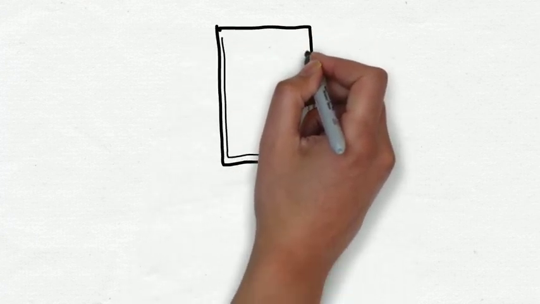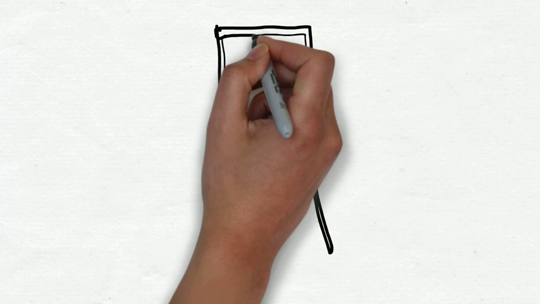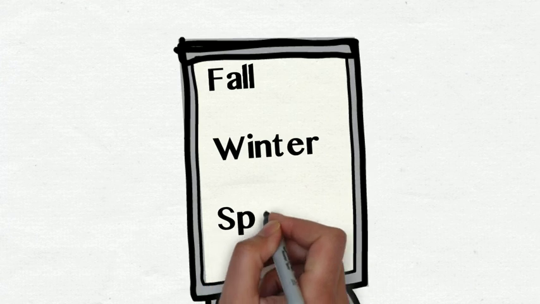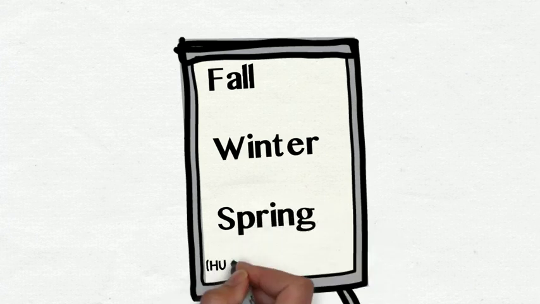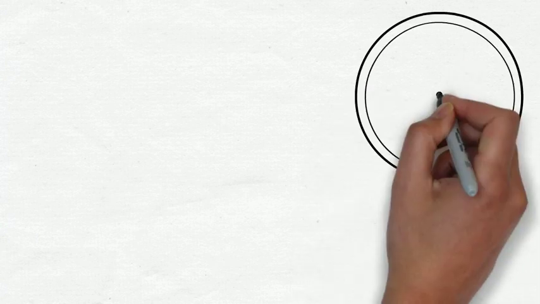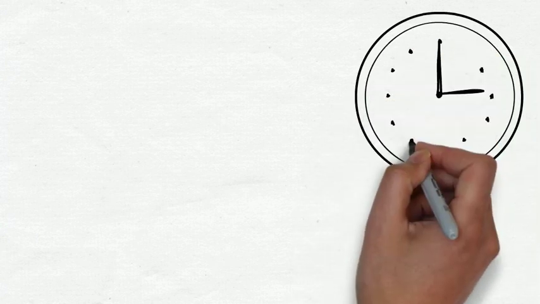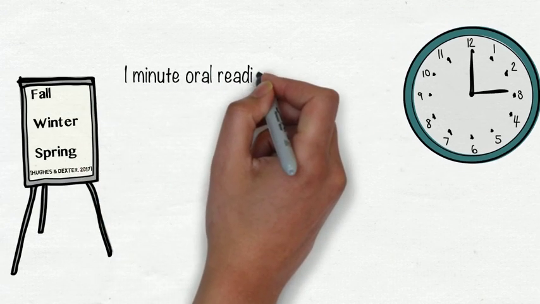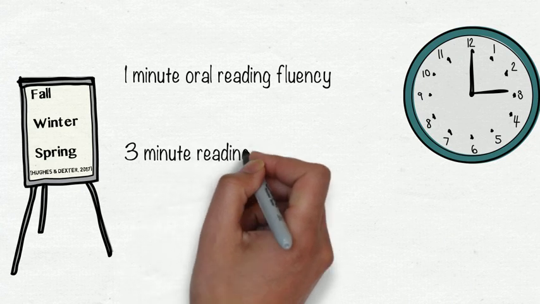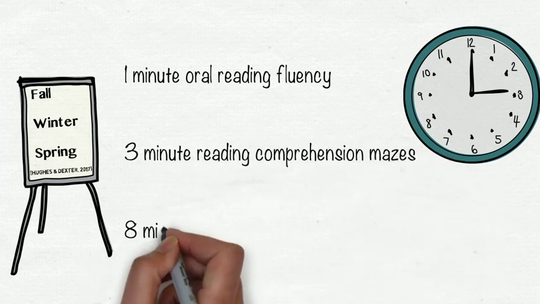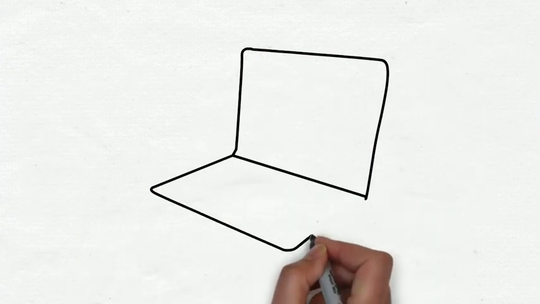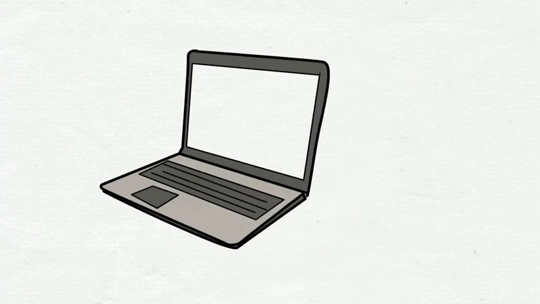AIMSweb, however, is a universal screening, progress monitoring, and data management system which supports our RTI process. It uses curriculum-based measurements, which are brief, valid, reliable measures of reading and math performance for grades K through 12. The RTI network suggests that universal screening should be administered to all students, and typically these benchmarks are administered in the fall, winter, and spring.